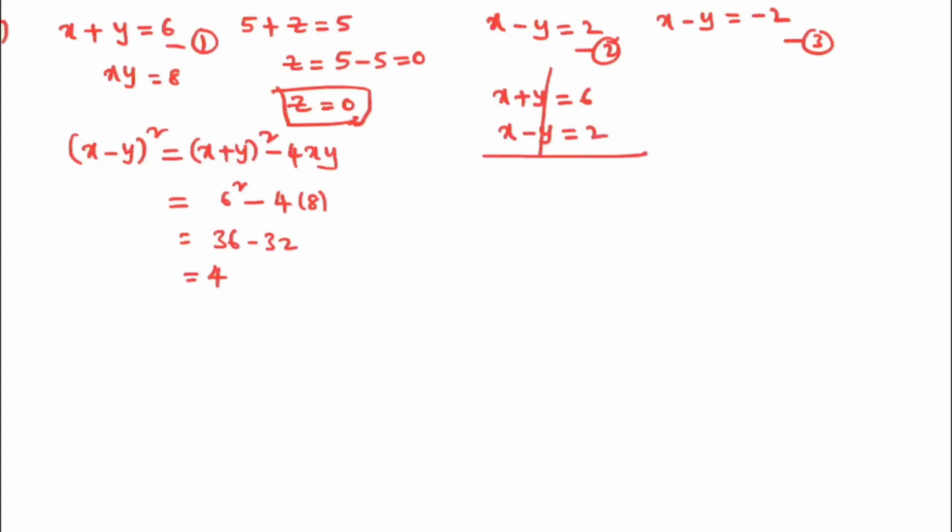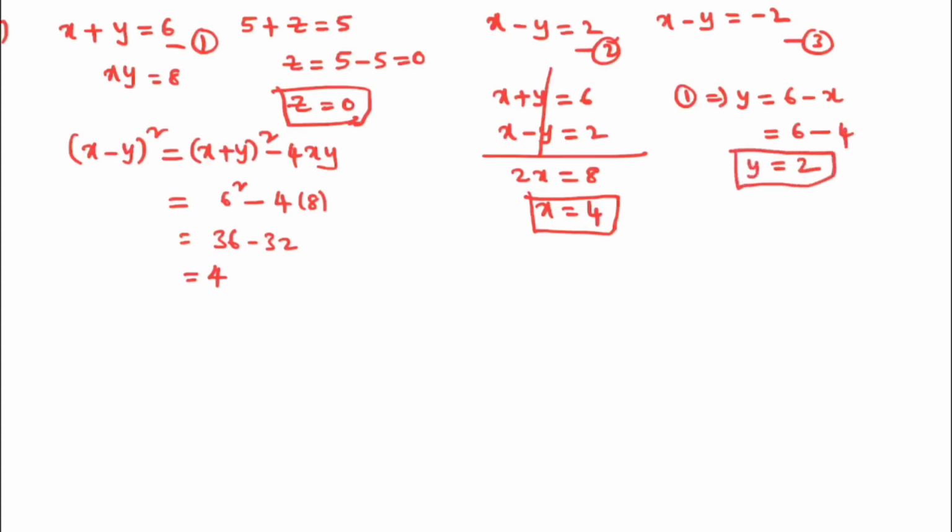Just add, and you will get 2x equal to 8. So x equal to 4. You got the x value here. Now in equation 1 or equation 2, I'll write equation 1. Equation 1 implies y is 6 minus x. Put the x value you got here, 4, in place of x. You got 2. So y value is 2.